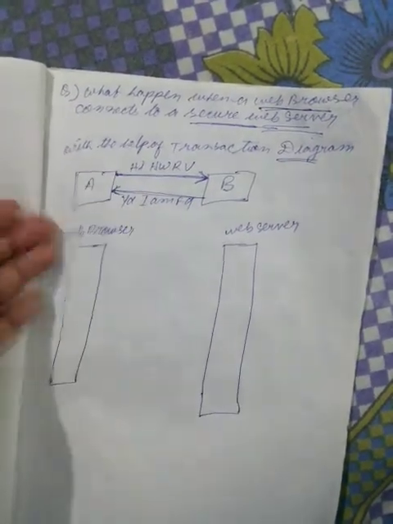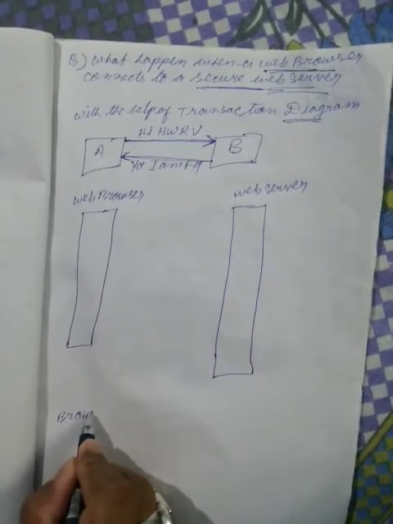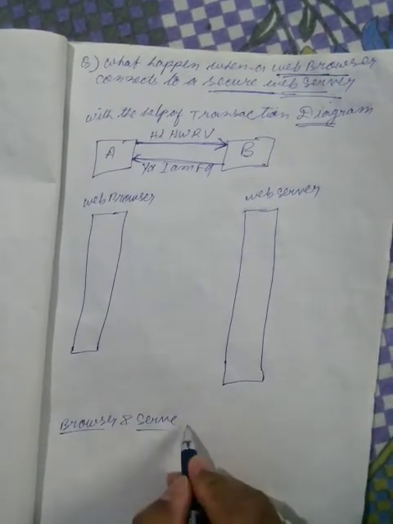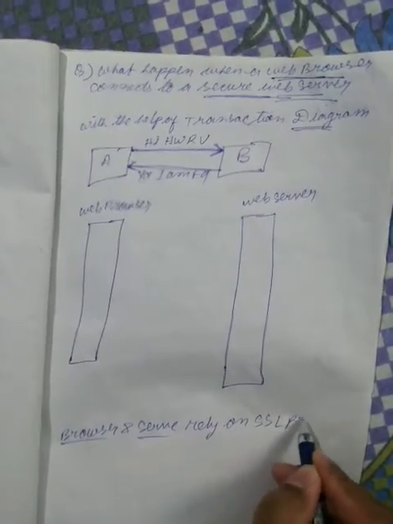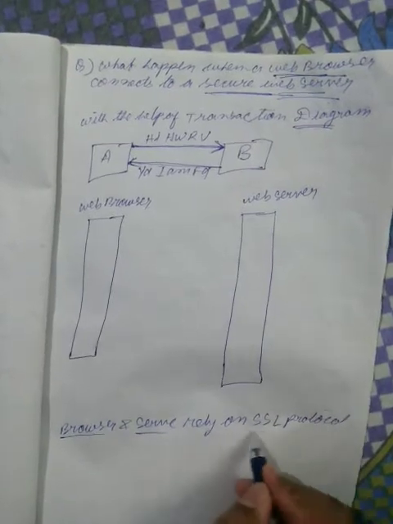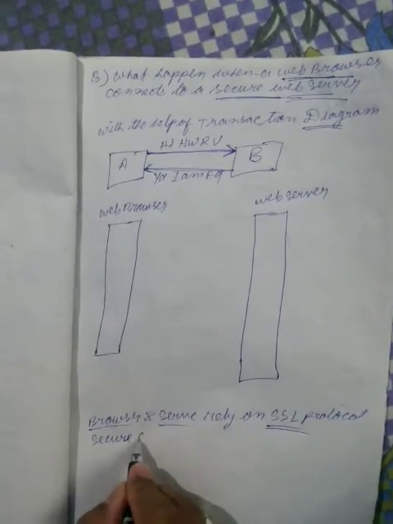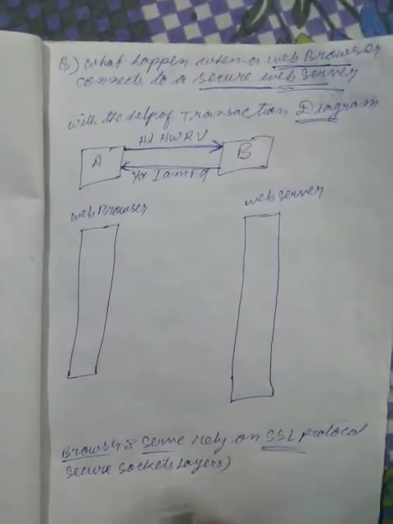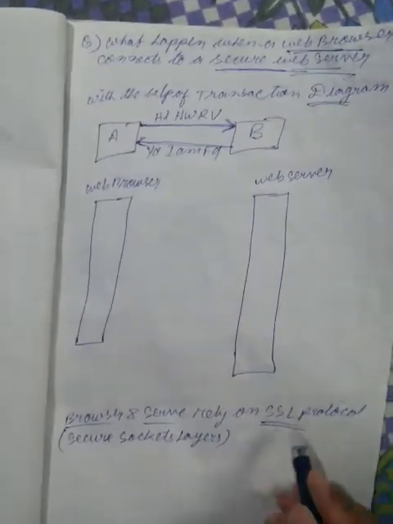Before that, to know how they communicate with each other, this web browser and server, these two rely on the SSL protocol. This SSL protocol is the secure sockets layer protocol. So mainly this web browser and this web server depend on the SSL protocol, which is called the secure socket layer protocol.